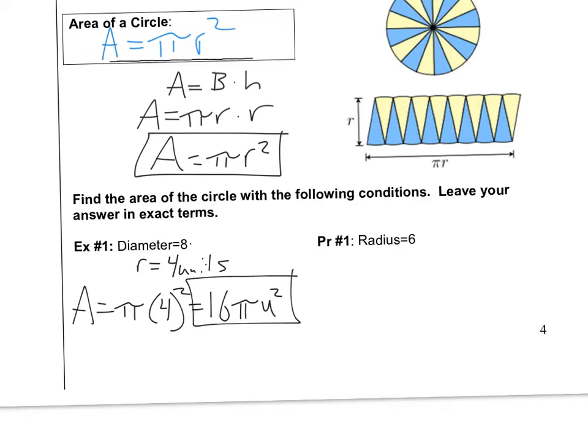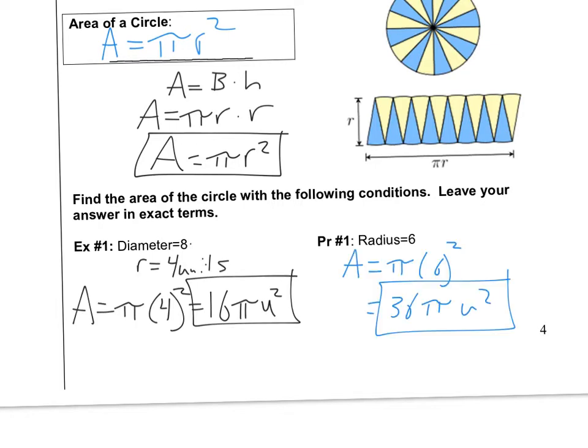So go ahead on practice number 1 and try to calculate the area of a circle with a radius of 6. All right, so you just plug a 6 into the formula. 6 squared is 36, and so you have 36 pi for your area, and that's all there is to it. Let's go to the next page.